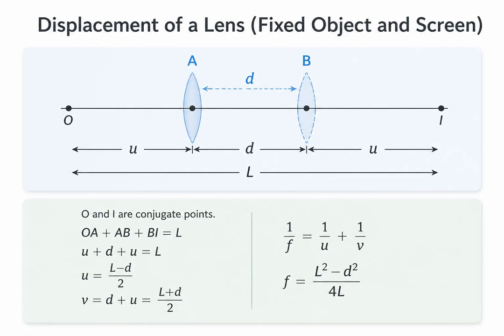If we keep an object and a screen fixed at a distance L apart, there are often 2 lens positions that will focus a clear image on the screen. Let's say the lens is displaced by a distance d between these 2 positions. Using the property of conjugate points, we can express the object and image distances in terms of L and d. Plugging these into the lens formula gives a very useful equation. The focal length equals L squared minus d squared, all divided by 4L.